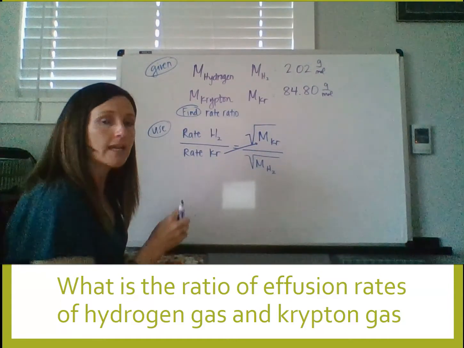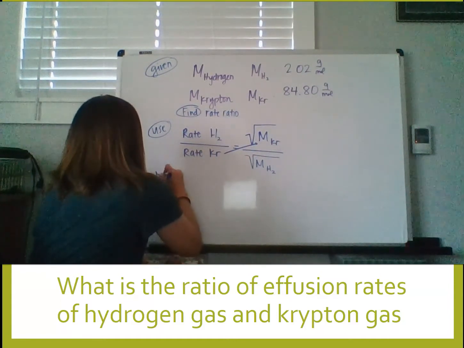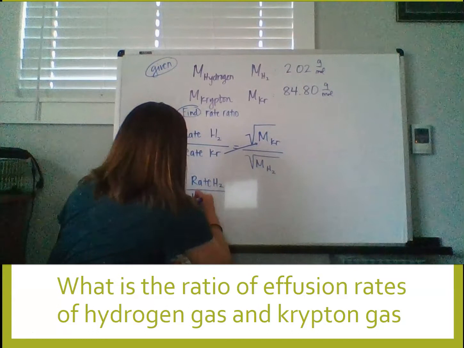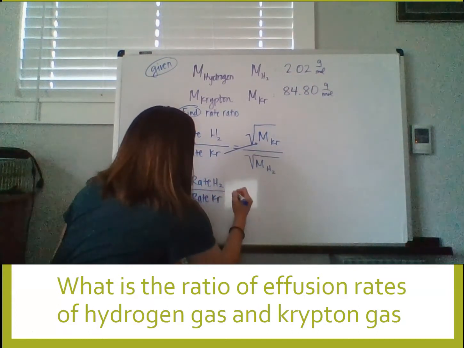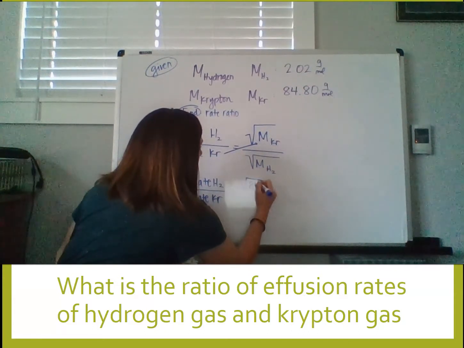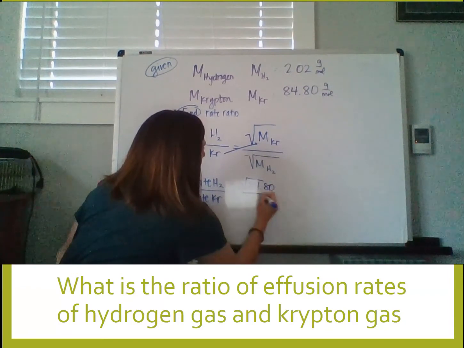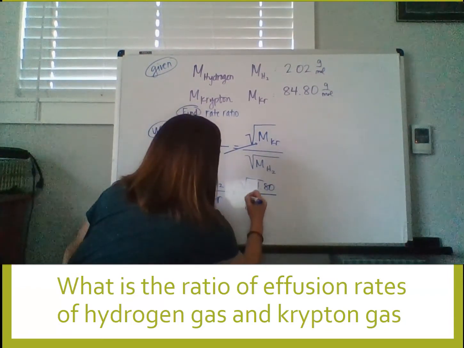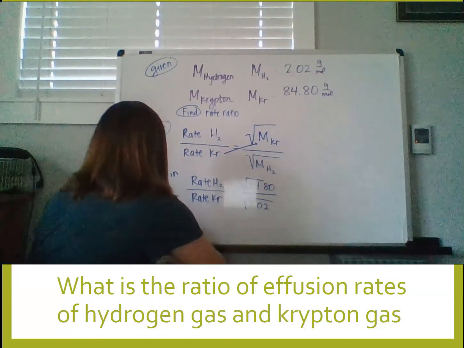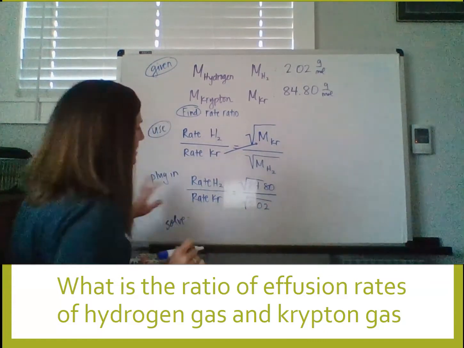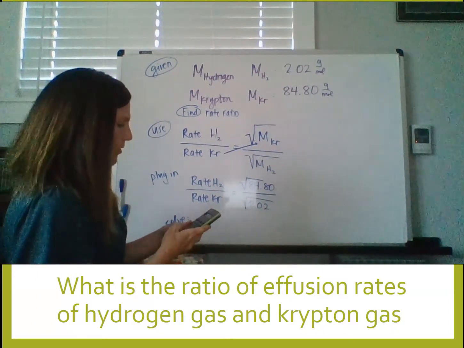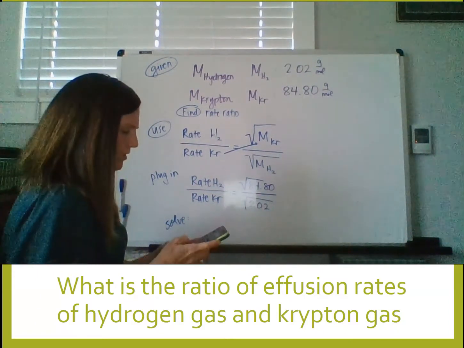And now I'm going to go ahead and plug into this equation. So I have the rate of H2 compared to the rate of Kr is equal to the square root of 84.80 divided by the square root of 2.02. Now you can solve this out. When you go to solve it, you can either take the square root of each of these individually and then divide them, or you can divide them first and then take the square root. It doesn't make any difference.